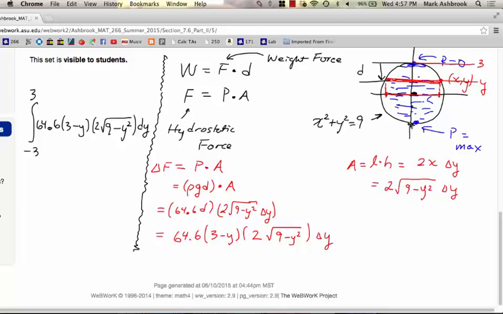So the first slice, like this red slice, occurs at -3. And then the last one occurs at 3. And we've got our pressure. This is the pressure right here: weight density times depth times the area of the slice. Width times height.